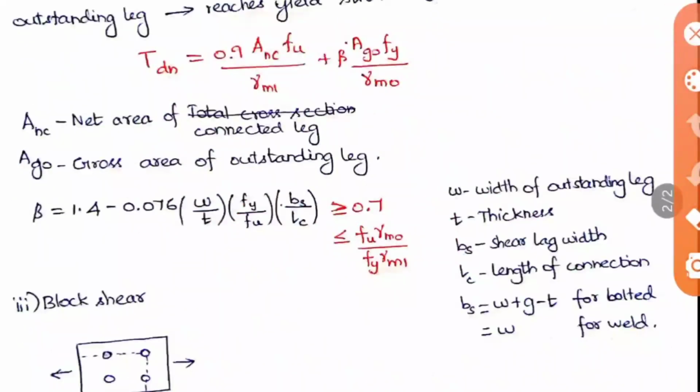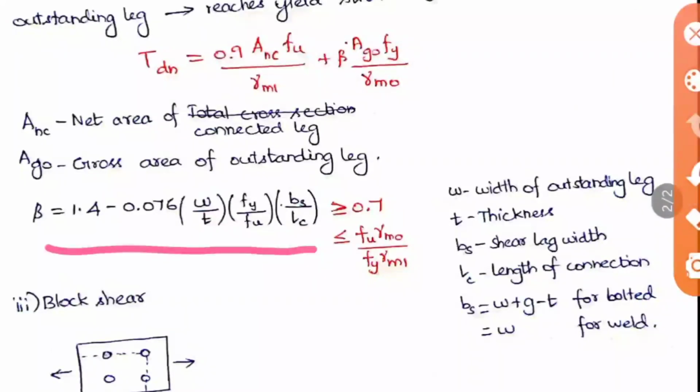So here I have given the definition for everything. 0.9 ANC is nothing but the net area of the connected leg, and Fu we know, gamma M1 also we know, and for beta there is a big formula here: 1.4 - 0.076 (w/t)(Fy/Fu)(bs/Lc), which should be greater than or equal to 0.7 and should be less than or equal to Fu gamma M0 by Fy gamma M1.